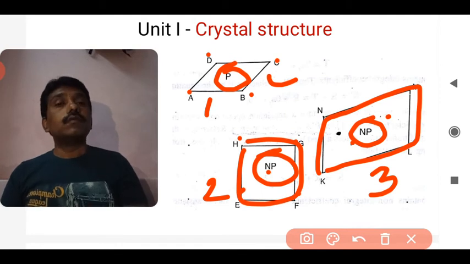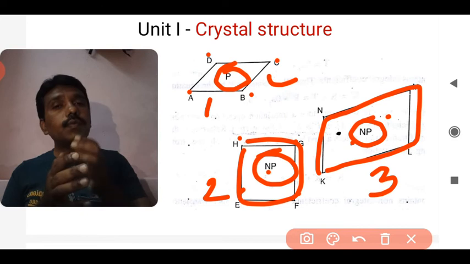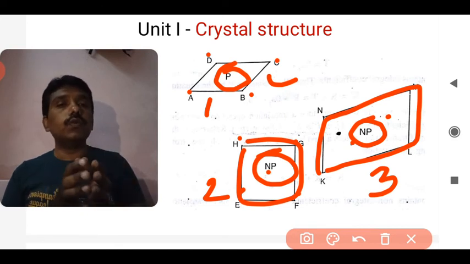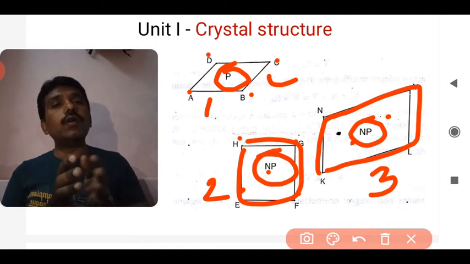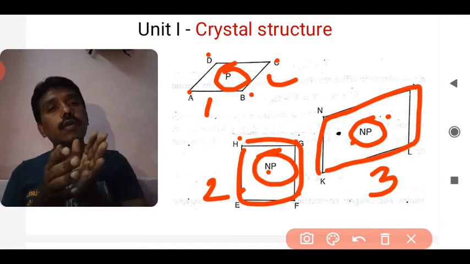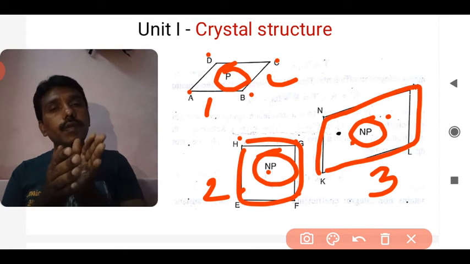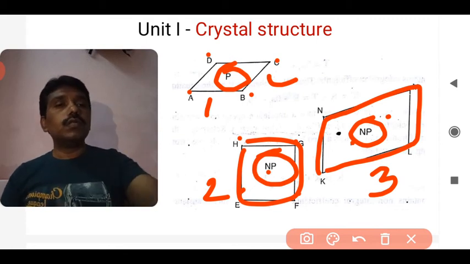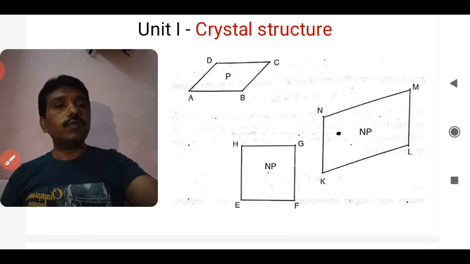And what type of translation vector is there will also contribute to the unit cell, and according to that there are two types, primitive unit cells and non-primitive unit cells. So this is all about what exactly is meant by primitive and non-primitive unit cells in general.